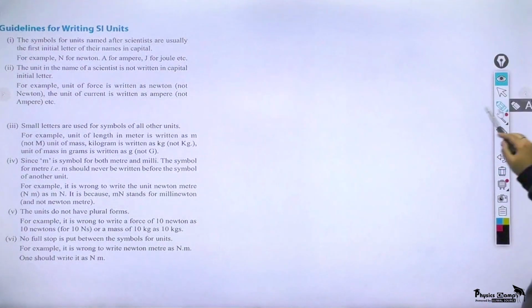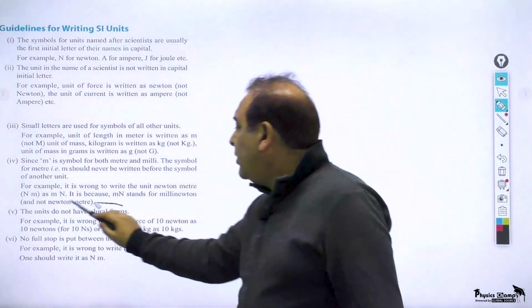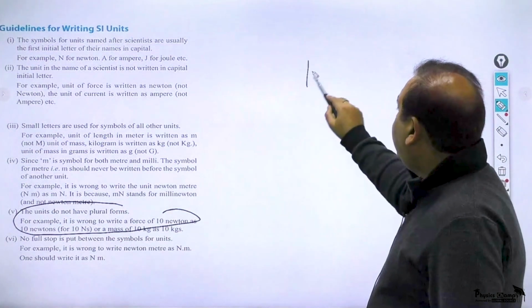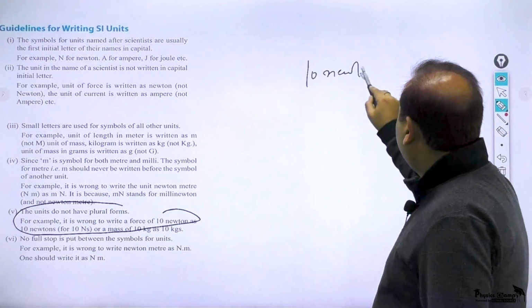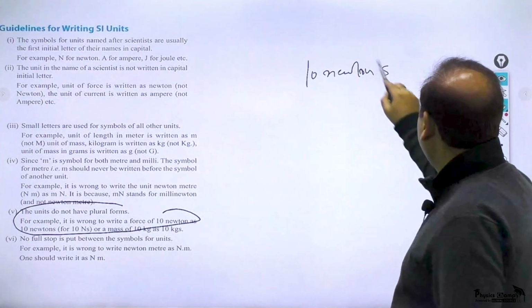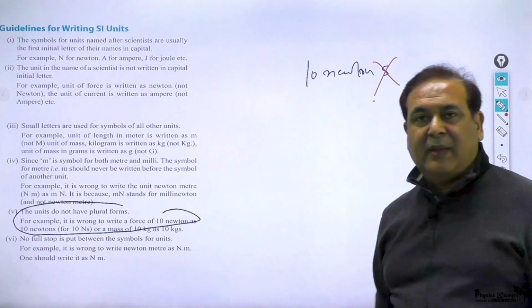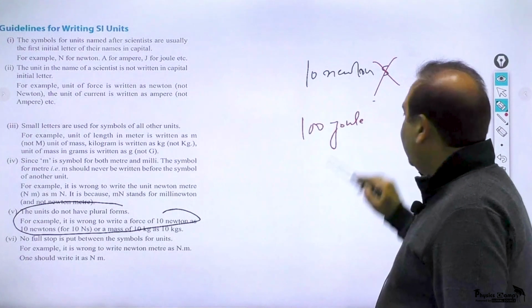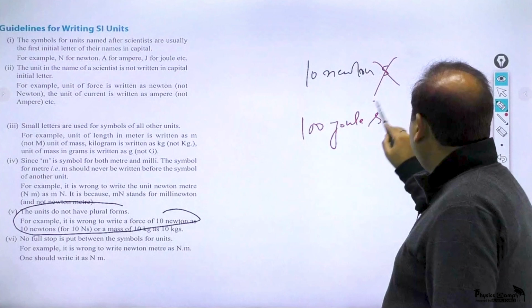And another point is, which is also important, the units do not have plural form. So I should call it 10 Newton and I should not call it 10 Newtons. I should call it 100 joule. I should not call it 100 joules.